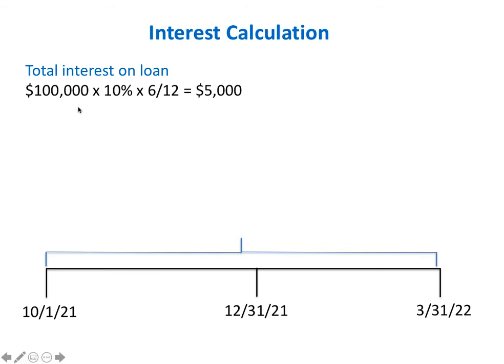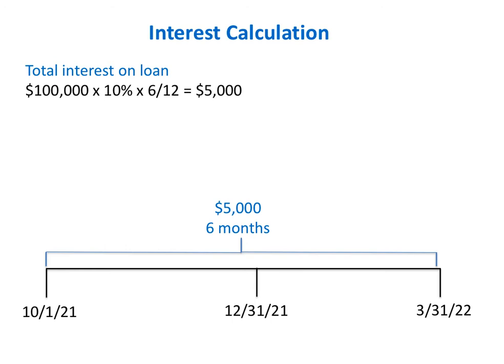This note has a $100,000 principal balance. The annual rate of interest is 10%, but the note is only a 6-month note from the date of issuance to the date of maturity. So we prorate the annual amount by 6/12. The total interest that Marathon will incur on the note is $5,000.